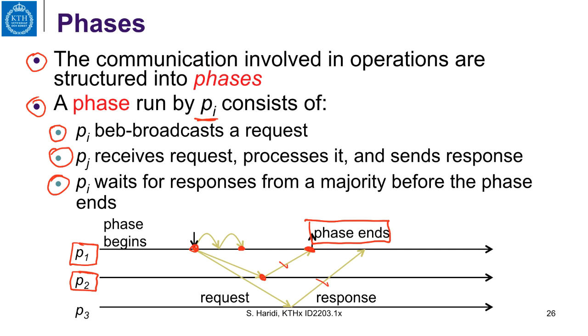And responses are sent over a reliable channel. So this is an assumption. So we have a best-effort broadcast and reliable channel communication. Now, process Pi that initiated the phase, after getting a majority of responses, ends the phase and ignores all other outstanding responses. So it means here that P1 will ignore this response.